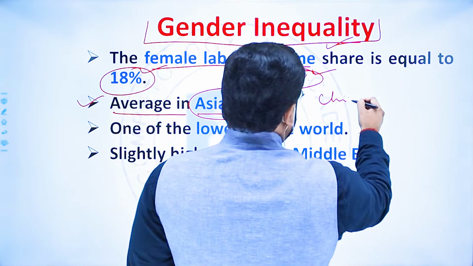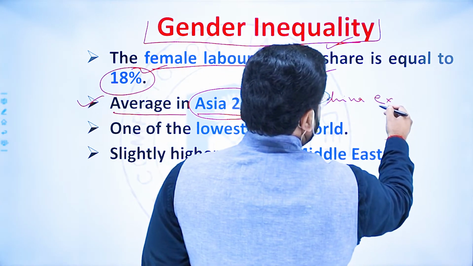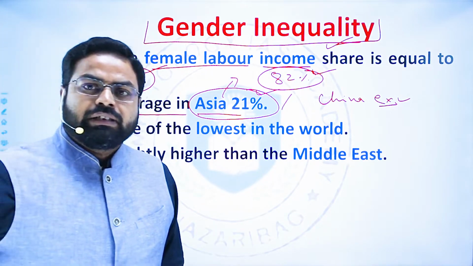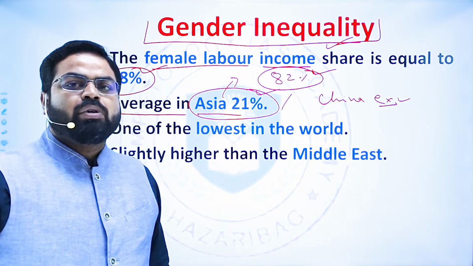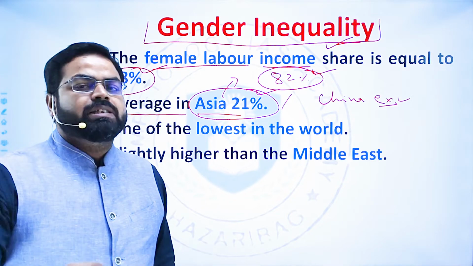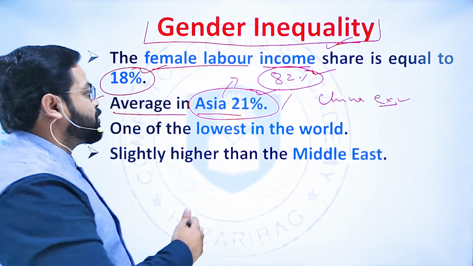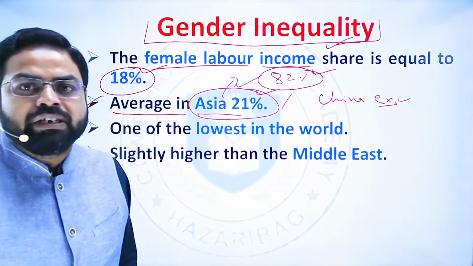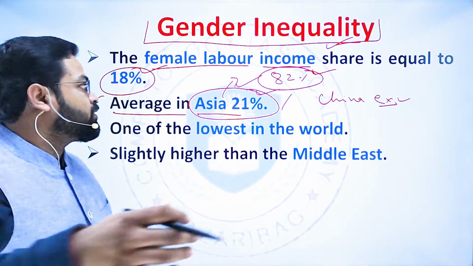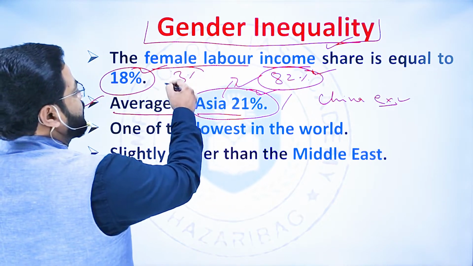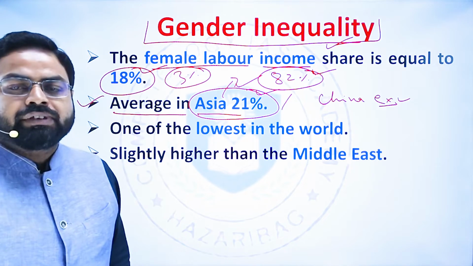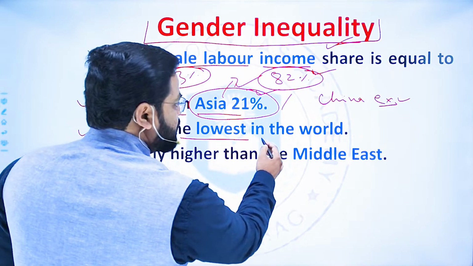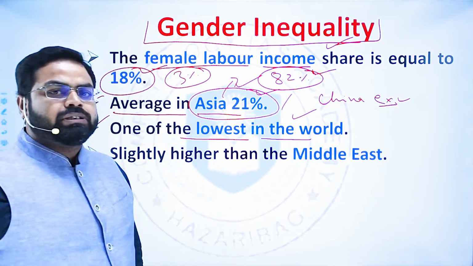China is excluded. China is not included, because if we include China, then this average will go very high. The average income of female laborers in China is very high. That is why in this report, this average has been taken for Asia excluding China. And even then India is 3% behind this Asian average, and one of the lowest in the world.